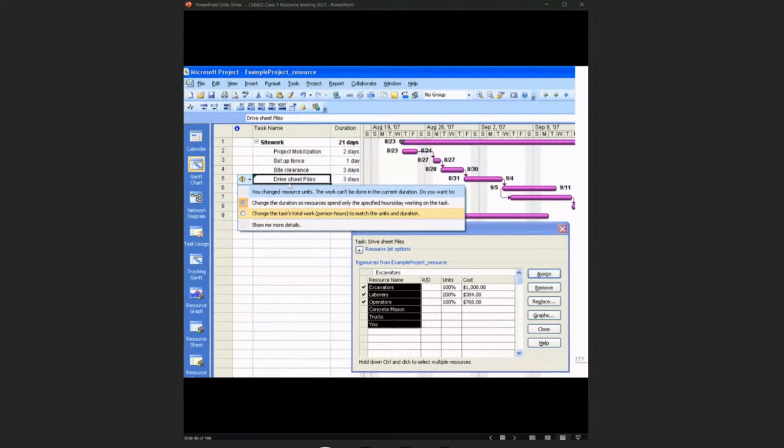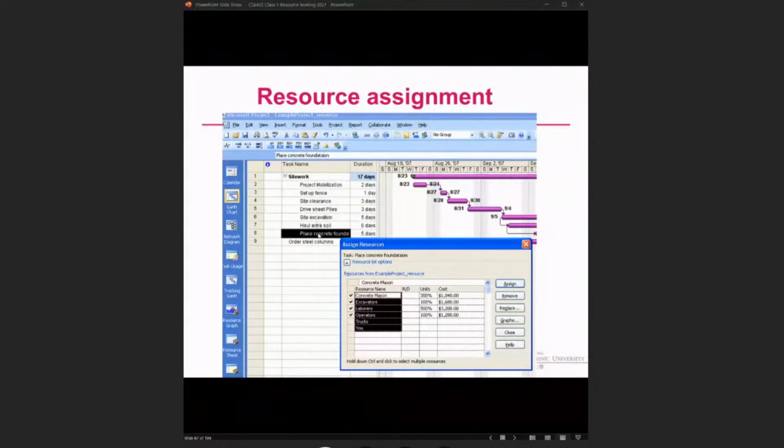Okay, this task. And then you can also check the place concrete formula. It also included concrete mason, excavator, laborer, and operator. So for this 5 days duration for the place concrete foundation, this is the cost for this specific task. All right, so you have those tasks, you have the resources, when you assign them, have the unit, have the unit cost, so that it can calculate it like that.